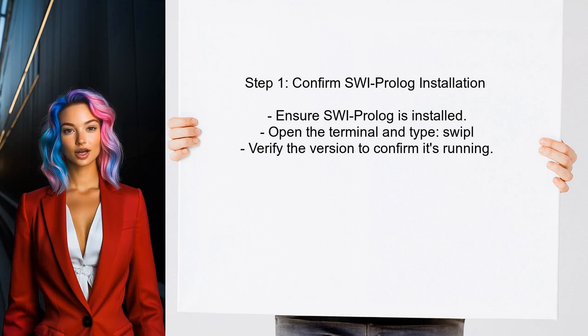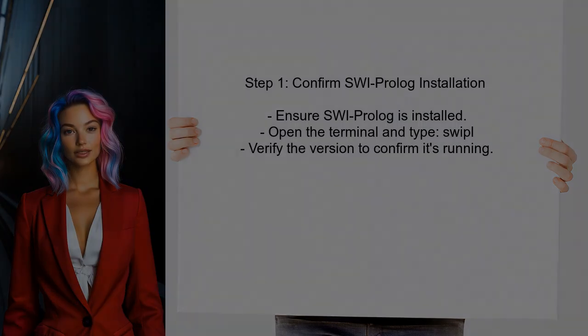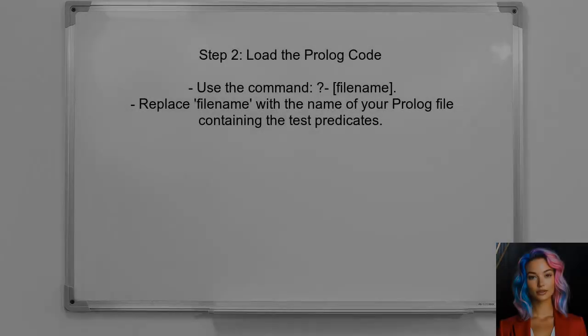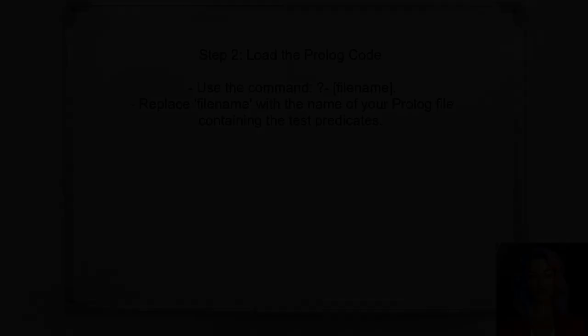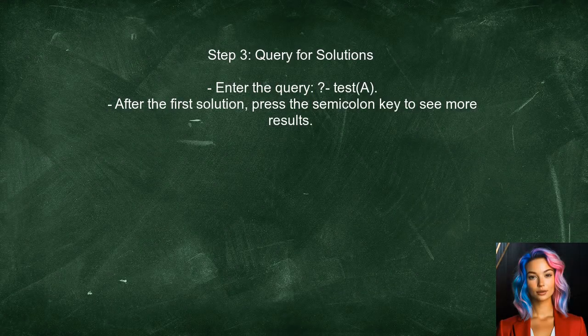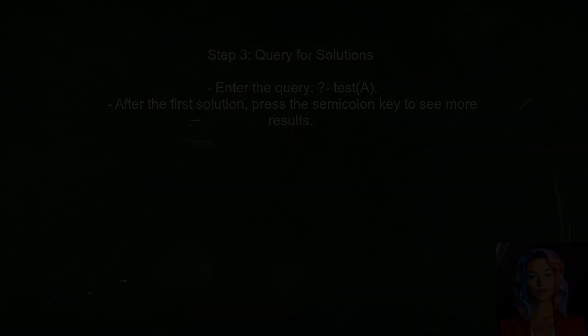To begin resolving the user's issue, we need to ensure that the Prolog environment is set up correctly. The user should confirm that they are using the SWI-Prolog interpreter. Next, the user should check if the Prolog code is loaded correctly. They can do this by consulting the file where the test predicates are defined. Now, the user can run the query to retrieve multiple solutions. They should enter the query and then press the semicolon key to see additional solutions.